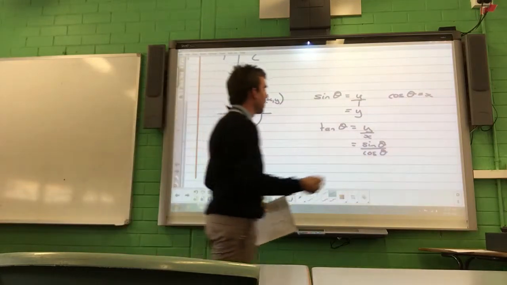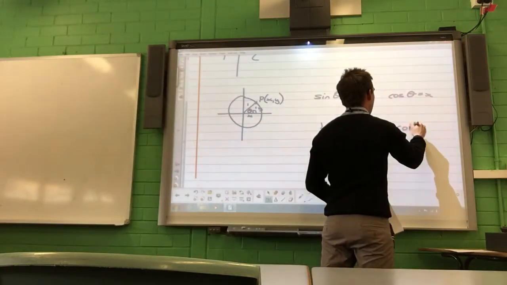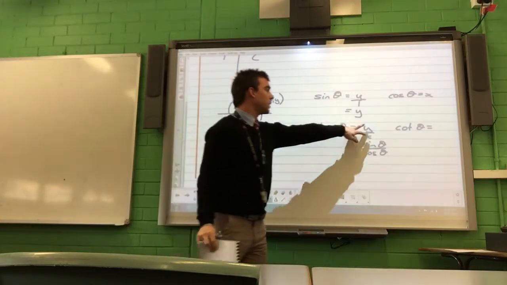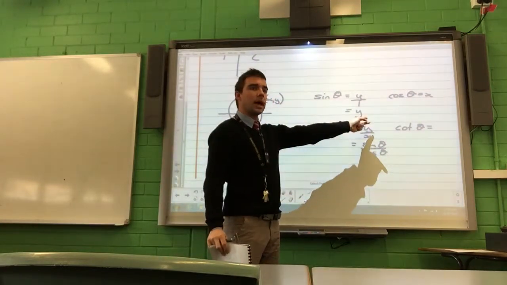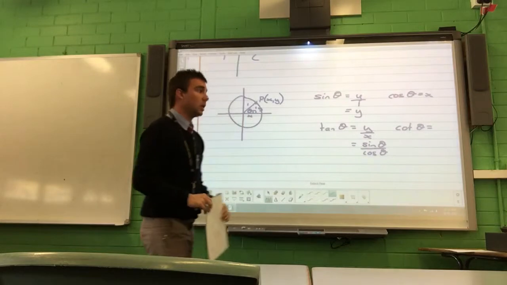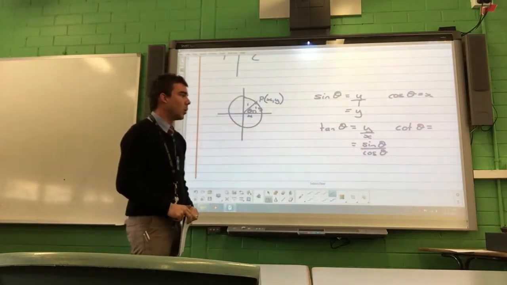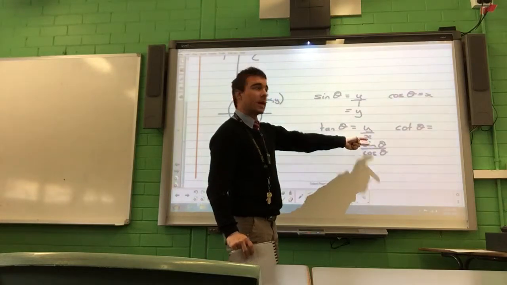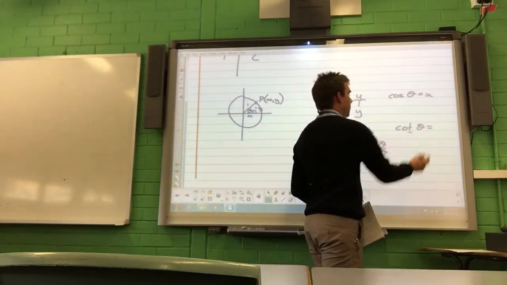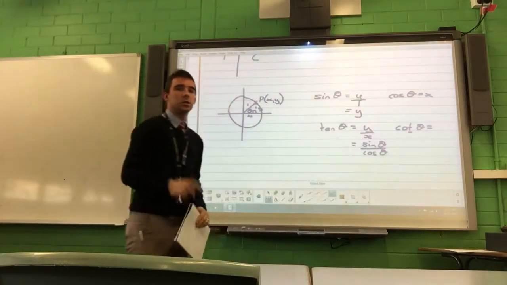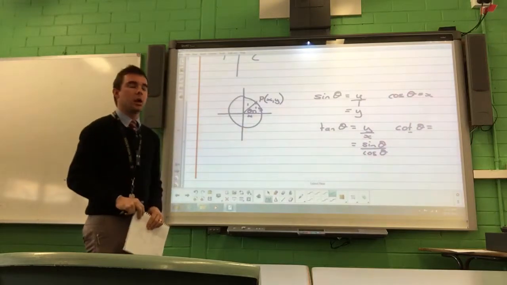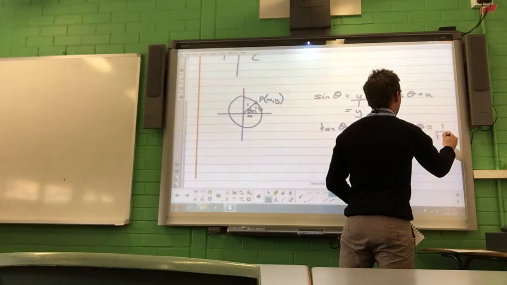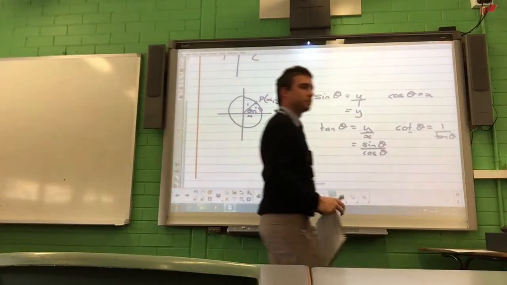Okay, now cot of theta. Again, you can either flip this value over, or it's 1 over the value of tan of theta. In other words, we just need to flip these two values. Remember, for your reciprocal, your third letter tells you sine, cos or tan, and goes on the bottom of the fraction. So it's 1 over tan of theta.